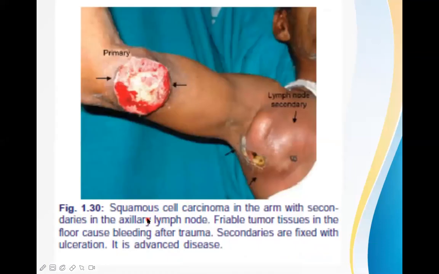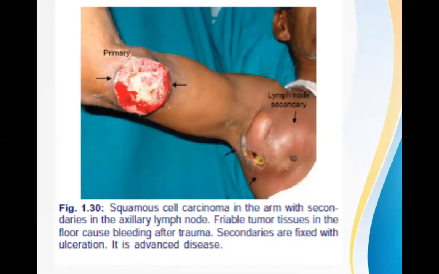Now, another picture shows squamous cell carcinoma in the arm with secondaries in the axillary lymph node. Now, these are called lymphadenopathy. Look at this, this is axilla. Axilla has so many different groups of lymph node. They are called pectoral group of lymph nodes or anterior group. Okay, the lateral group is also there. Medial group is also there. Central group is also there. And apical group is also there. There are five groups of lymph node in the axilla. And it is very difficult to say which groups are there, because they are hugely enlarged. They are very big in size here.